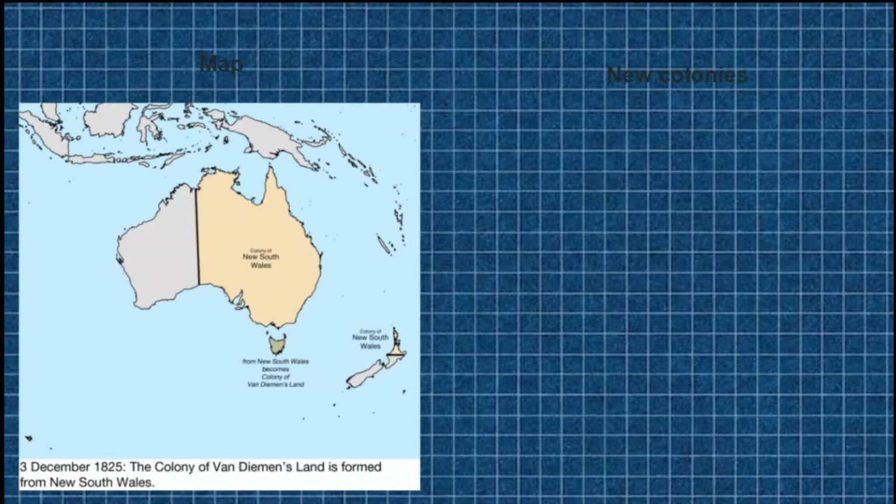They keep finding different ways to show the Pacific Ocean. Now this next part's going to be a pain. This is probably going to be the longest part of the video. You don't really need to know this. All you really need to know is that from this came 6 colonies. So the colony of Van Diemen's Land is formed from New South Wales.